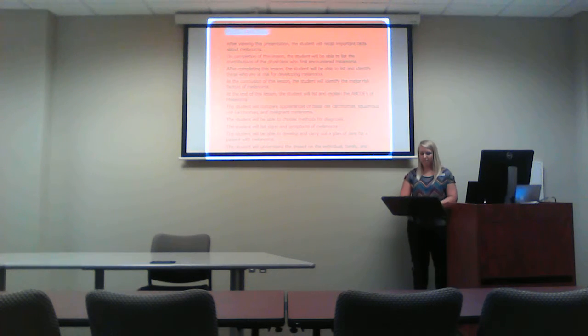Also, you should be able to list the contributions of the physicians who have first encountered melanoma, and list and identify those who are at most risk for developing melanoma. At the conclusion of this lesson, the student will be able to identify the major risk factors of melanoma and will be able to list and explain the ABCDEs of melanoma. The student will compare appearances of basal cell carcinomas, squamous cell carcinomas, and malignant melanoma. The student will also be able to choose methods for diagnosis.